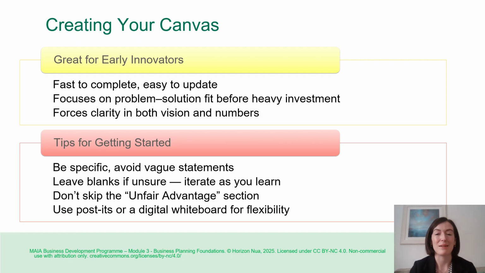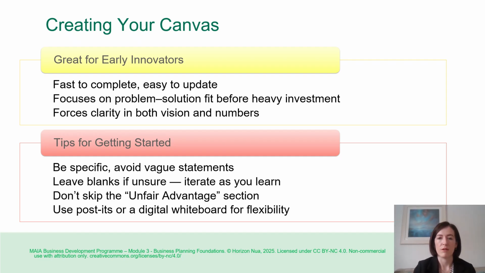When you're getting started, specificity is key. Avoid vague statements like, "We will reach customers online." Instead, specify how and through which channels. If you don't have all the answers yet, leave blanks and come back to them later. The canvas is meant to be iterative, evolving as you learn more about your market, customers, and operations.